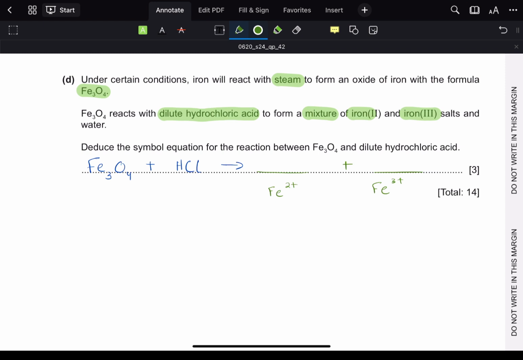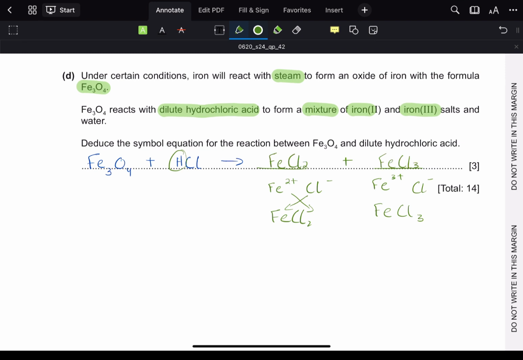Whenever a metal compound or a metal reacts with an acid, it displaces the hydrogen ion in the acid compound. So the negative element that will be with Fe2+ and Fe3+ will be Cl-. Fe2+ and Cl- will have the formula FeCl2 if we use the cross method, and Fe3+ and Cl- will have the formula FeCl3. And don't forget that water is also formed. Now we just have to balance our equation.